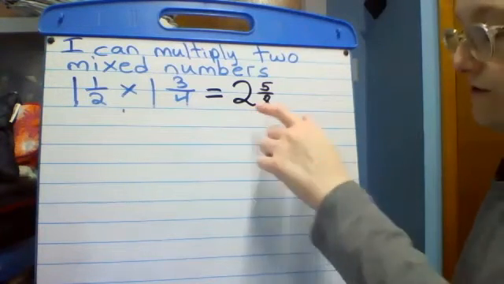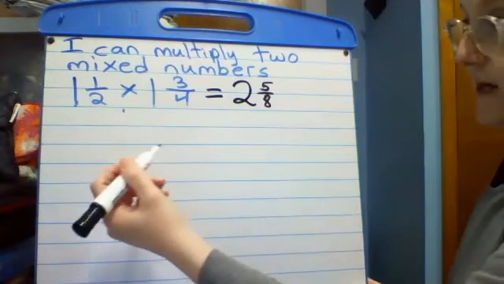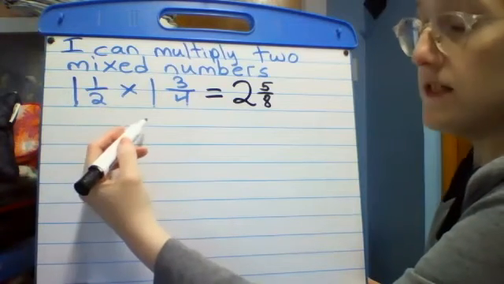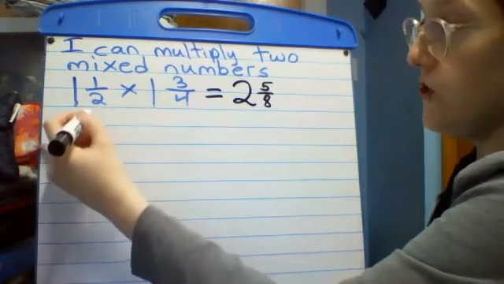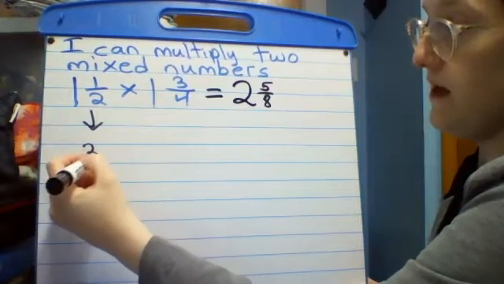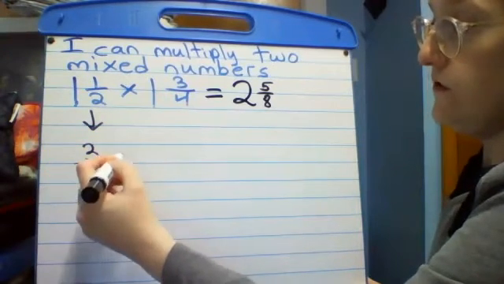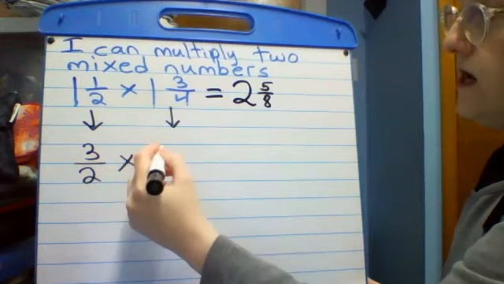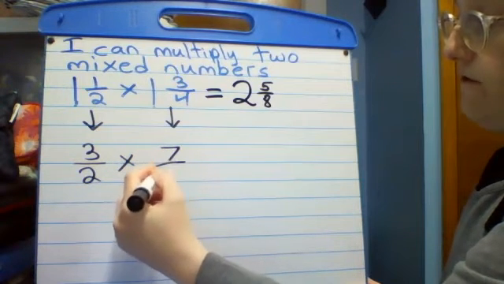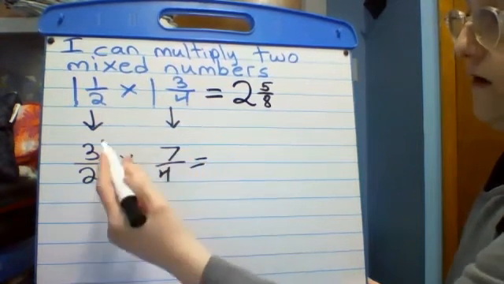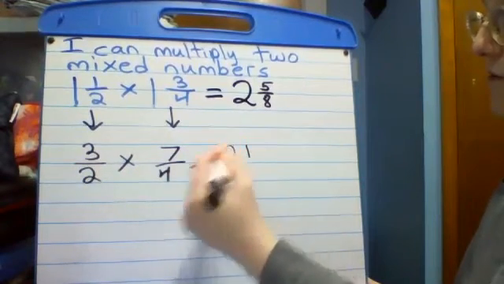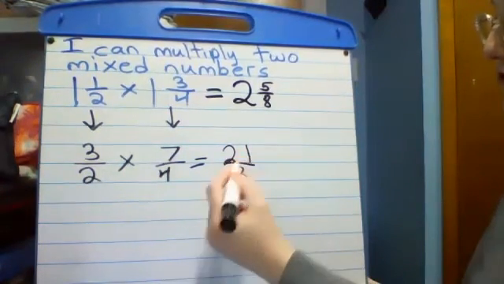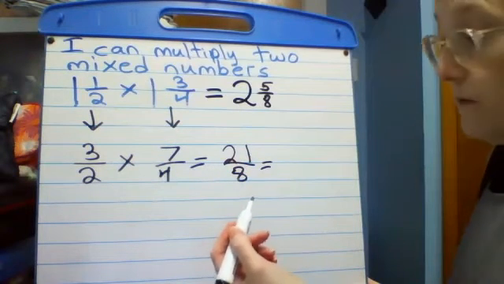I left our answer from the area model there for us to refer back to. But now let's try method B. Method B is changing each mixed number to an improper fraction. 1 1/2 is the same thing as 3/2. And then 1 3/4 is the same thing as 7/4. Now multiply across. 3 times 7 is 21. 2 times 4 is 8. Change 21/8 to a mixed number.